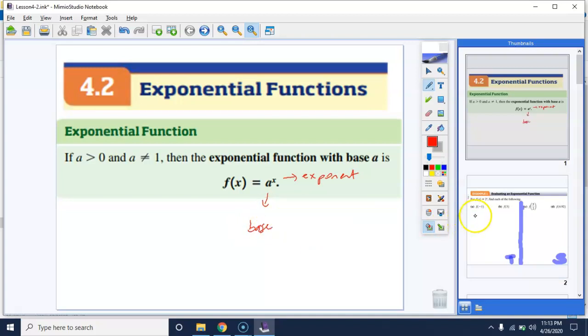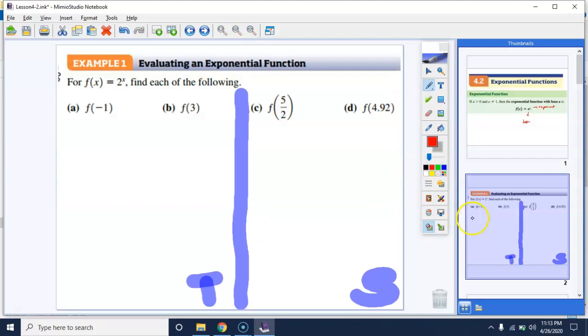So the first part of this lesson is we're going to evaluate exponential functions. But that is something we have done before already. Nothing has changed, same thing. So to find f of -1, take this, plug in here. So it should be 2 to the negative first power, which means 1/2.